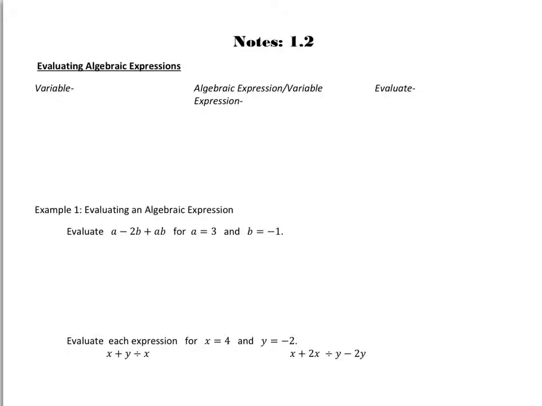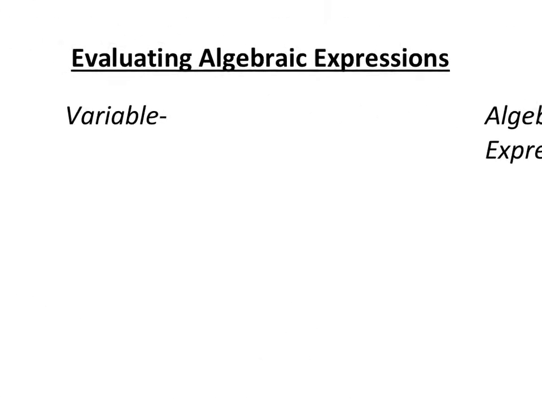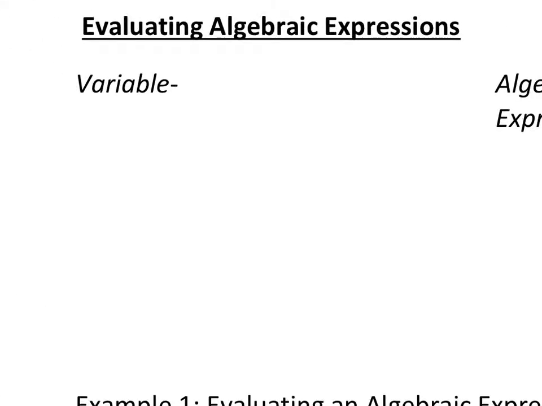For 1.2, we're going to actually do some algebra things. This should all be things that you've done before, but we're just making sure you remember. We're going to make sure you know some of the correct vocabulary. So the first one is variable. Y'all know what a variable is? Yeah. Letter, yeah, something like that.